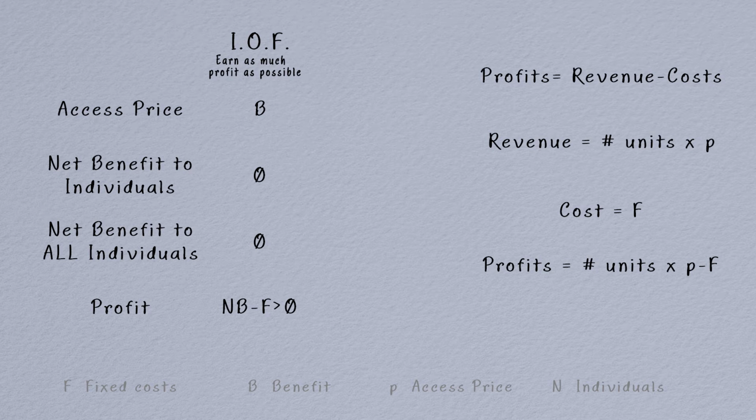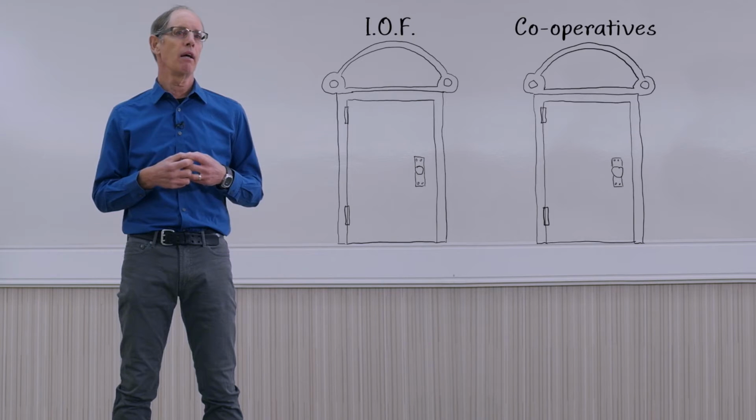Okay? So that's the behavior of the investor-owned firm, and we also see what the consequences of that are. In this case, the individuals that are actually buying the good and service don't see much benefit in the end to the good or service that they're getting, and the benefit goes to the investors in terms of profits.